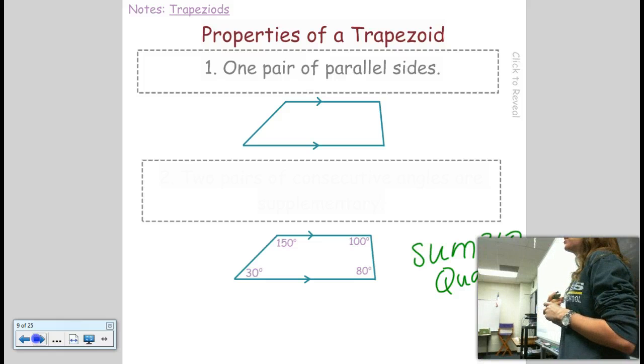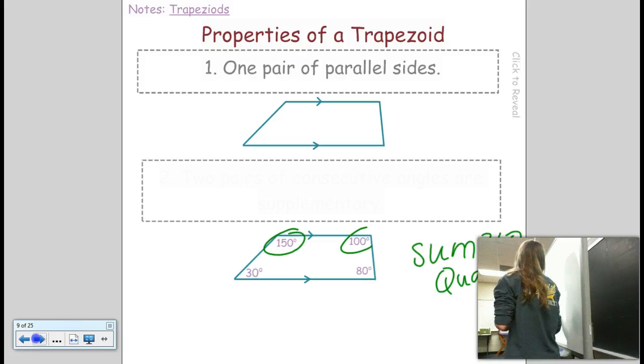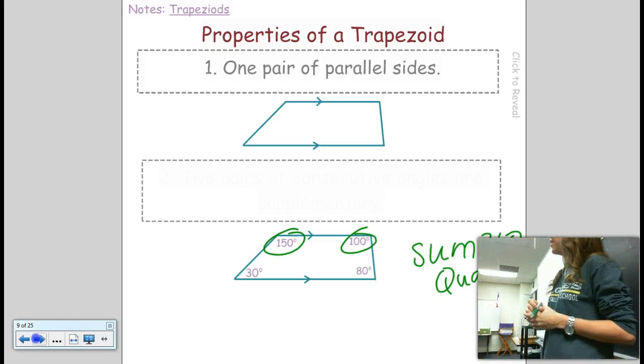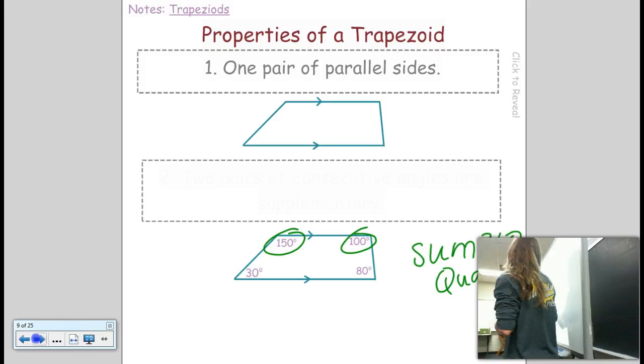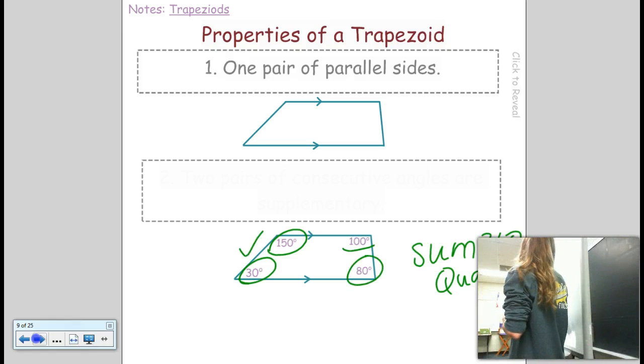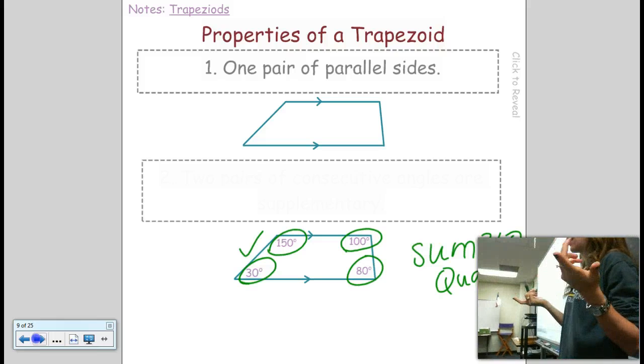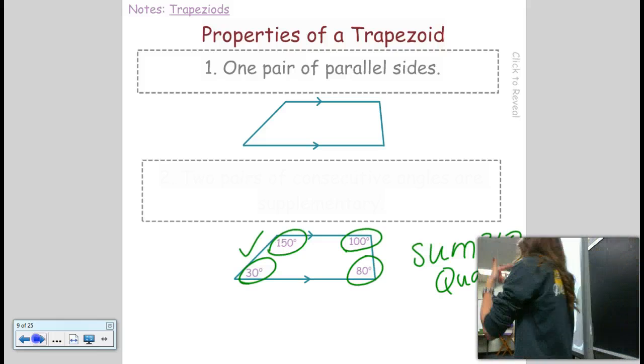Which ones are supplementary? Good, Ashley. Which ones? Are these two supplementary, 150 and 100? No. So which ones are supplementary? 30 and 150. Oh. What should we call those? Those aren't the base angles. Yeah, let's call them the leg angles.